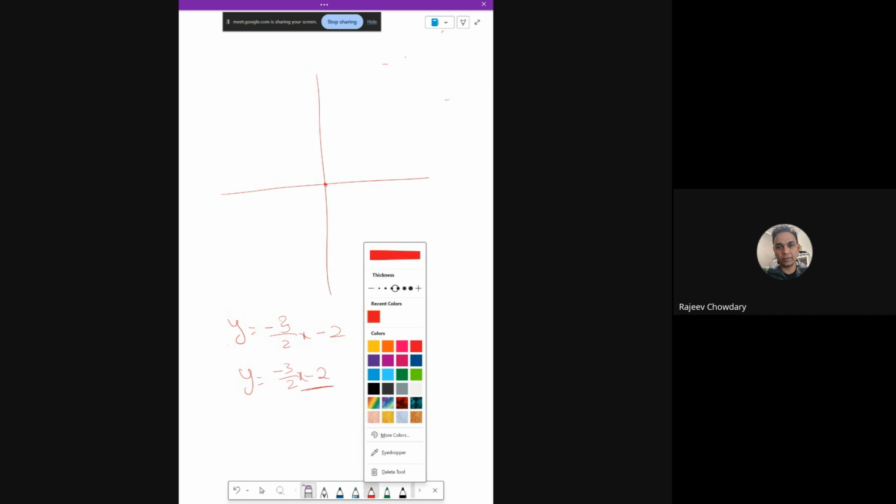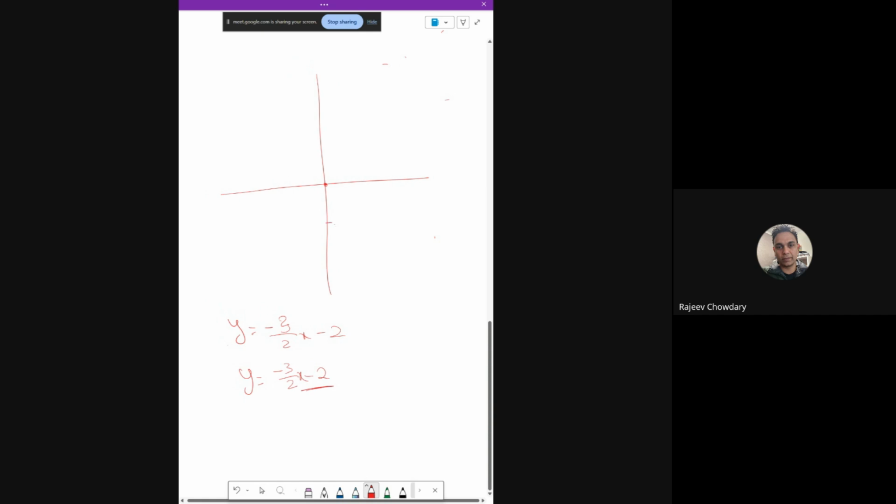So what happens is it starts at minus 2, the y-intercept, and it goes 3 steps. Sorry, so it goes 1, 2, 3 up, which is 1 here. And then it goes 2 right, 1 and 2, so it's here. Which means x is 2, y is 1. And then you connect to where you started, like this. That becomes the line.